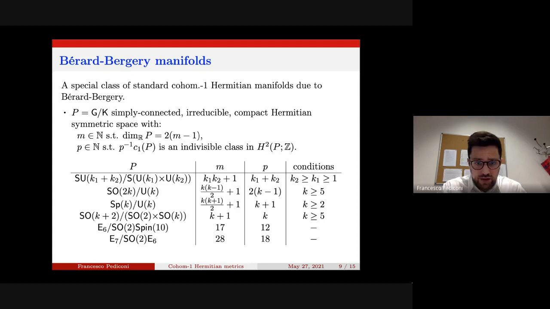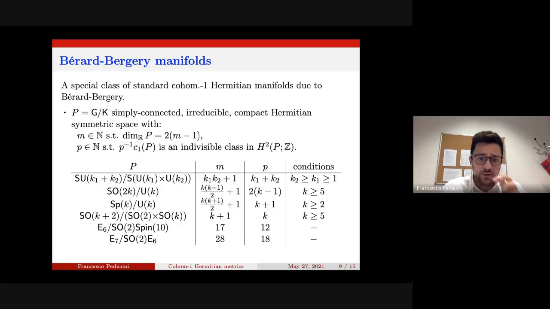These spaces are classified, so you can find them in Besse's book, for example. Basically you have four families which depend on some parameters, together with two exceptional examples given by the exceptional Lie groups E6 and E7. So here you find all the possibilities for P and the corresponding values of m and p.